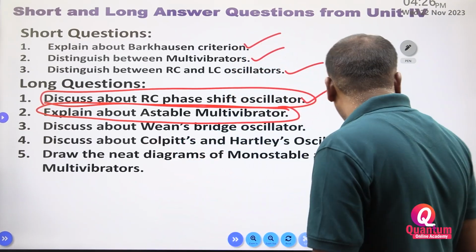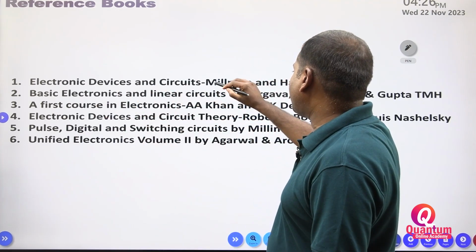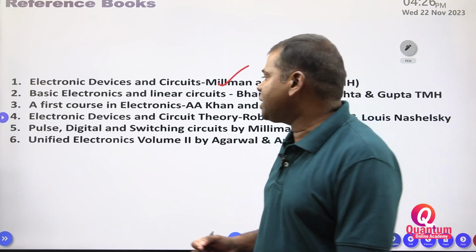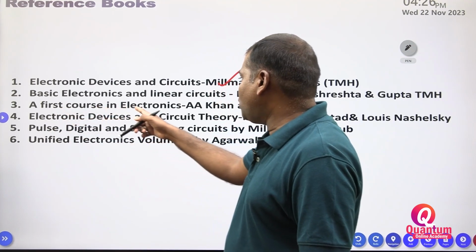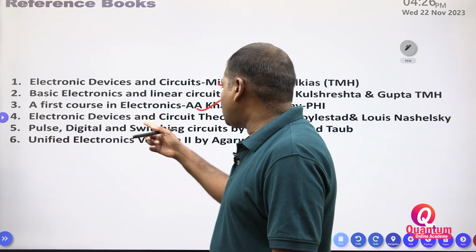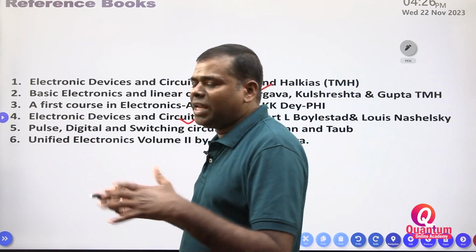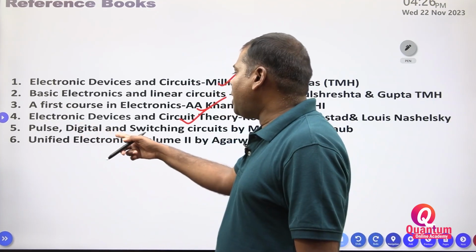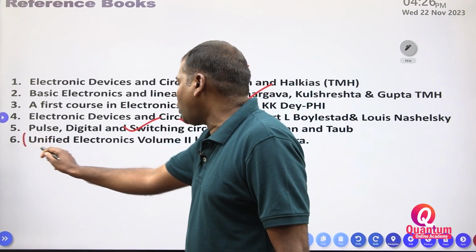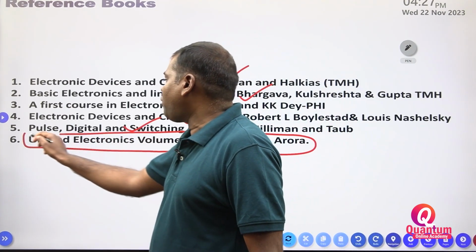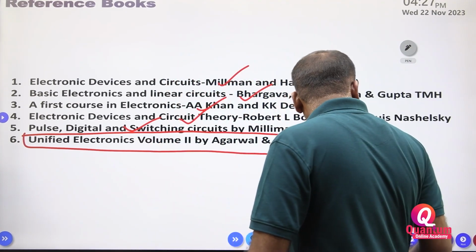Clear? So not only this, so what are the books you have to refer? Electronic Devices and Circuits by Millman Halkias. This is a yellow color book, it is nice. Basic Electronics and Linear Circuits by Bhargava is also nice. A First Course in Electronics, this one is also nice. Electronic Devices and Circuit Theory by Robert Boylestad. This is a very huge book. In the library, if it is available, you have to read it. Pulse, Digital and Switching Circuits by Millman and Taub, and Unified Electronics. You have to go for this. Unified Electronics Volume 2 by Agarwal and Arora, you have to see. Clear? So this is the thing.